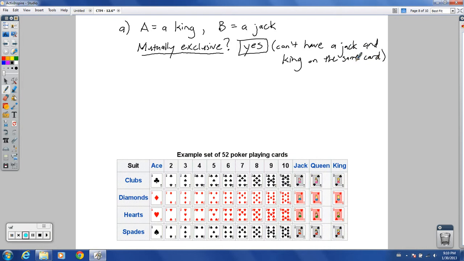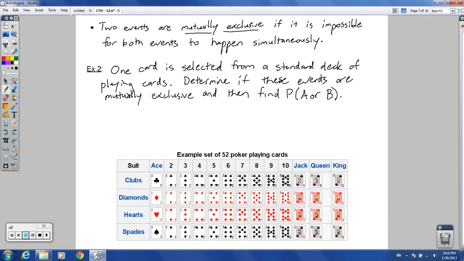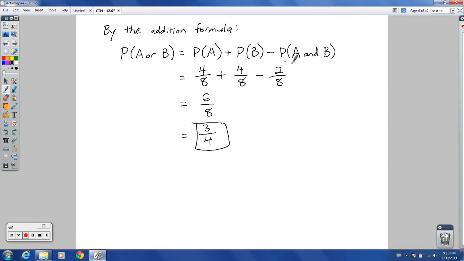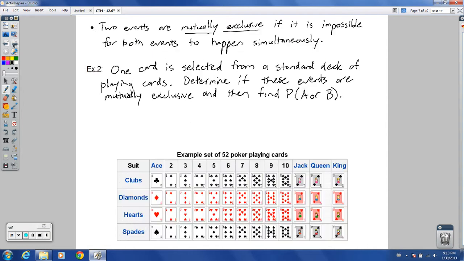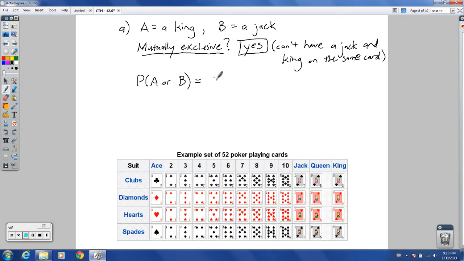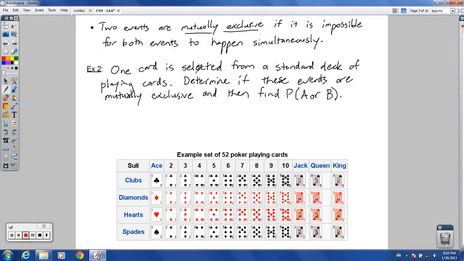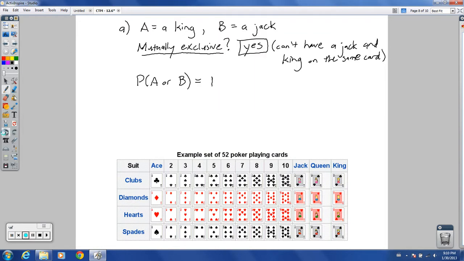So we've established that they're mutually exclusive, and now let's figure out the probability of A or B. So go back to your addition formula: probability of A plus probability of B minus the probability of both of them happening. I'm going to leave out the general formula and just plug in the numbers right now. So let's look at our list of numbers. A, starting with a king. What's the probability of A happening?